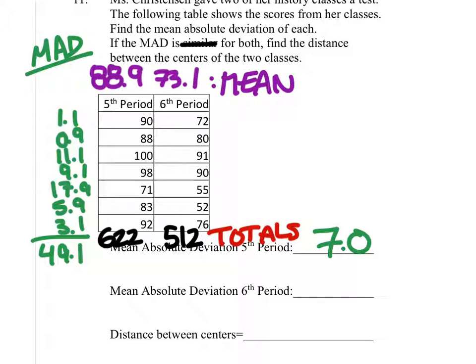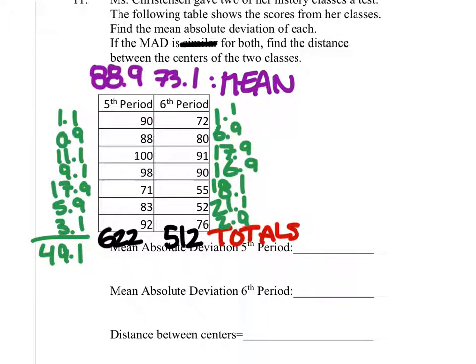But let's do the same thing for sixth period. We're going to find the distance all these values are from the mean right here. All right, so in green we have all of these. Let's find the total of them. And it looks like we have a total for sixth period. Yeah, so let's go back. When we add all of these, we get a total of 84.9.